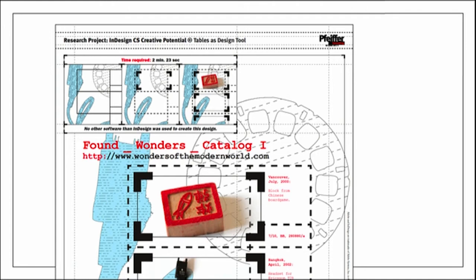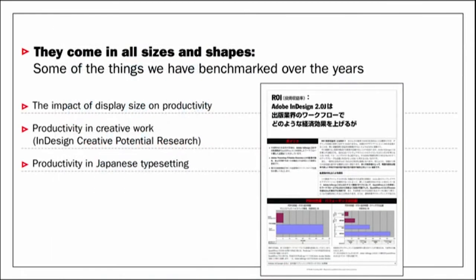This example, I don't know if you can read it, you can execute it in just over 2 minutes if you know InDesign well. So that was a great project. A completely different project was Japanese typography. I don't know how many of you are familiar with Japanese typography. It's very complex and very different from European typography.